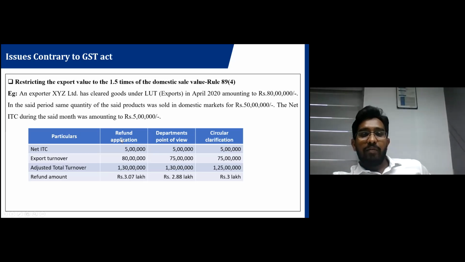You can see here, we have filed a refund application like this. Net ITC is 5 lakhs, turnover as per us is 80 lakhs, adjusted total turnover is 1.30 crore. We can claim refund of 3.07 lakhs. From the department's point of view, they will restrict refund to 1.5 times of the domestic turnover, that is 75 lakhs, and they will say we will give refund only 2.88 lakhs. But after that, one circular has come and clarified that when you are reducing export turnover from the numerator, you need to reduce the same.